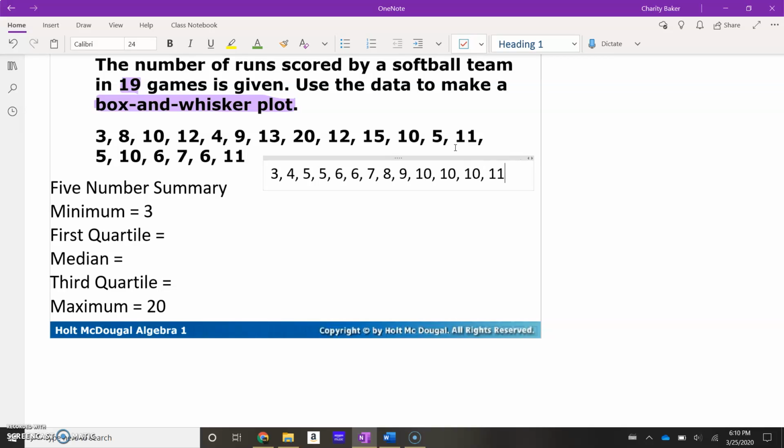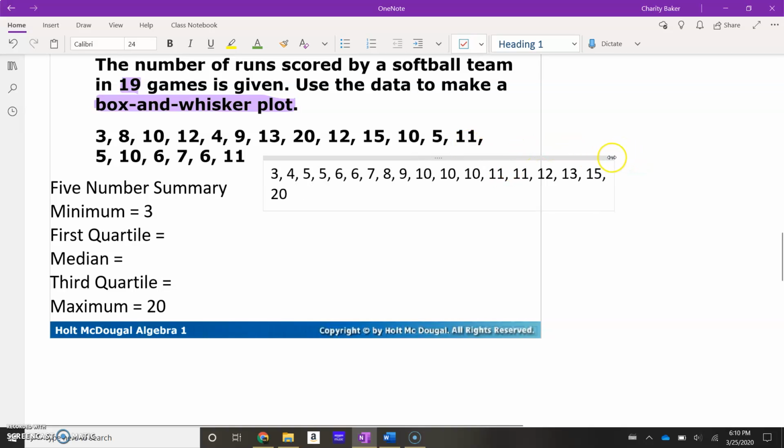11, 2 11s. What about 12? Just 1 12? 13, 14s? I don't see any 14s. How about 15? 15, only one 15, 16, 17, 18, 19, looks like we're up to 20.